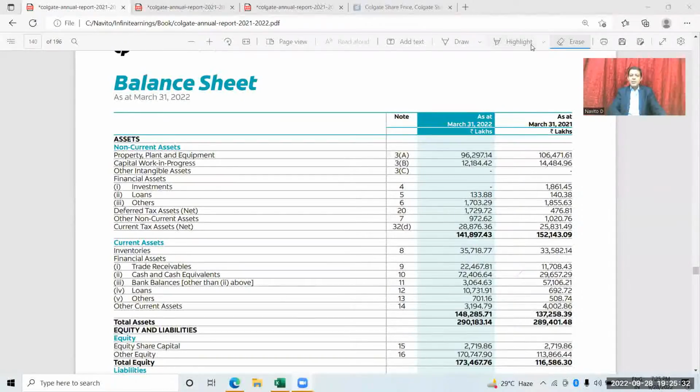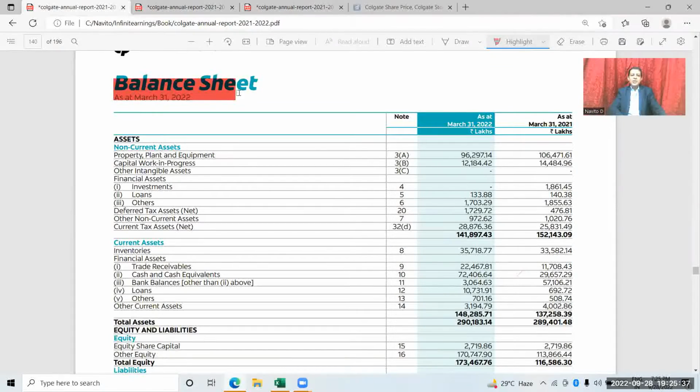So we are going to further improvise on that Excel sheet itself to derive further ratios which we can use to filter out our great companies. So now let us see the annual report of Colgate Palmolive. Let us quickly jump into our balance sheet. This is the balance sheet for Colgate Palmolive for the year 2022.